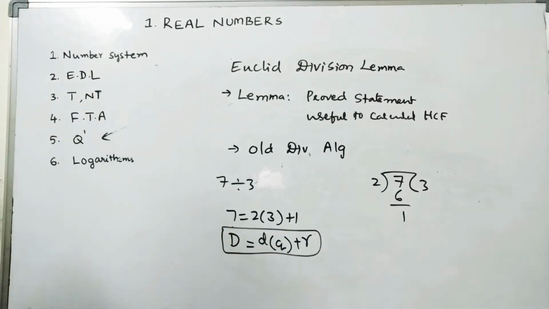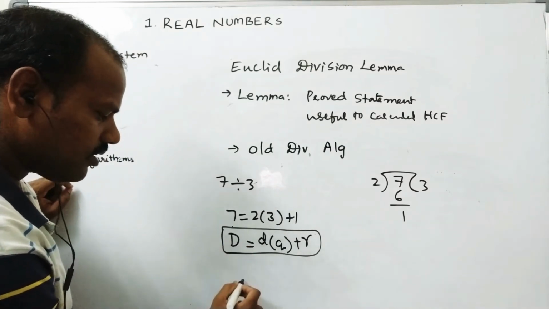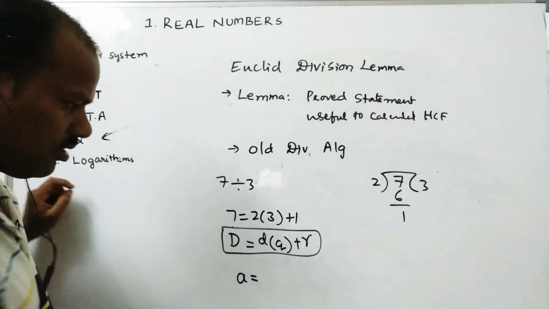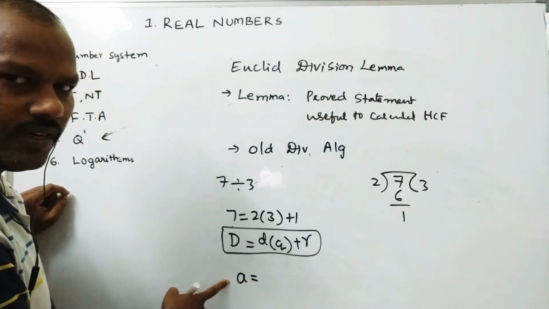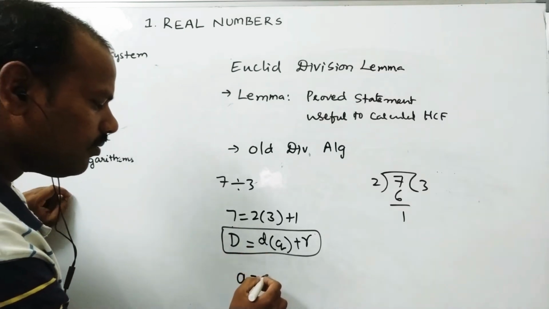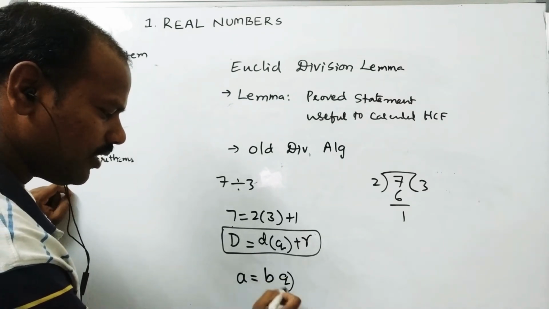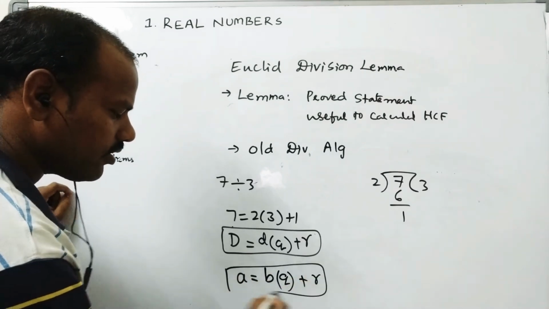Almost very similar. But the thing is, instead of the dividend we write A, any positive integer. And B is the divisor. Q is the quotient, so A equals BQ plus R. So this is called Euclid division lemma.